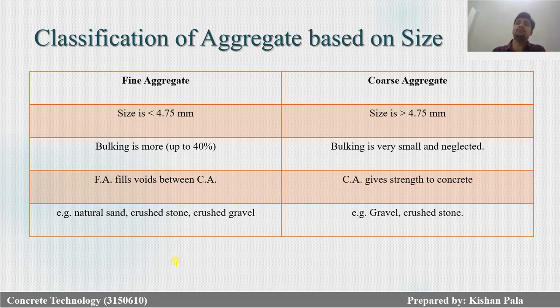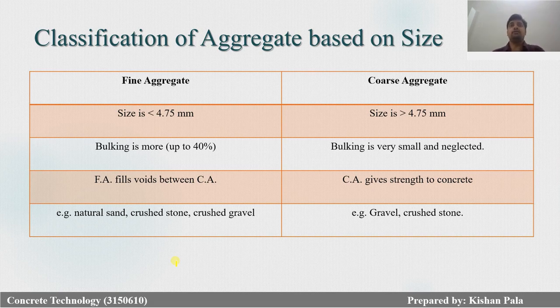Fine aggregate we are using in the concrete mass as a filler material, and cement we are adding to the concrete mass as a binder material. Clear? Now you can get the actual idea of how the ingredients of the concrete are working.